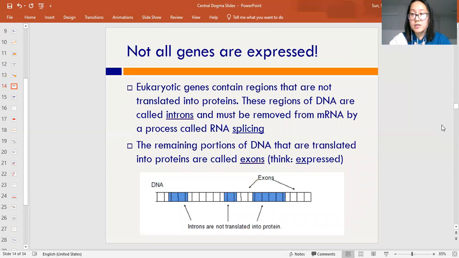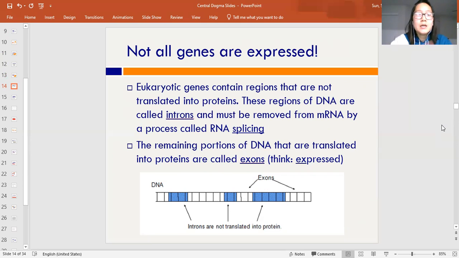Not all genes are expressed though. And I have to mention this because all of your cells have the exact same DNA inside. That's kind of weird to think about because it's not like your eyeball cell and your toenail cell look the exact same or even do anything close to the same function, right? But they all have the same DNA in them. So why are they so different if they have the same DNA? And that's because not all genes are expressed.